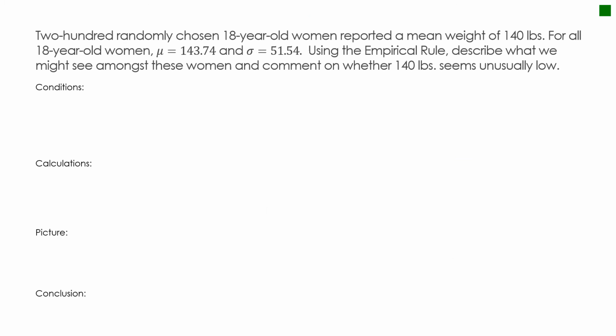Now for our last question, we have 200 randomly chosen 18-year-old women. 200 is N. That is our sample size. They reported a mean weight of 140 pounds. So if we actually look at the question at the end, which we might use a z-score for or maybe not, this would be my observed value of 140. But we are given the mean and the standard deviation of the population, and that's all we're typically given when we are finding the empirical rule. And so in this case, it asks us to use the empirical rule. So we're going to ignore the 140 for a little bit. We're just going to look at the empirical rule.